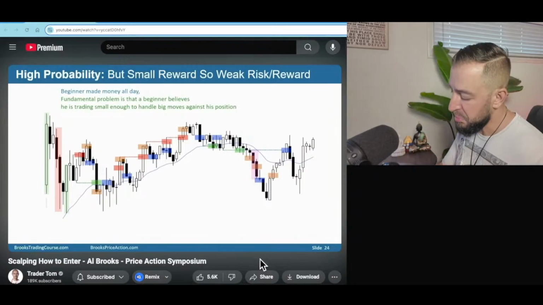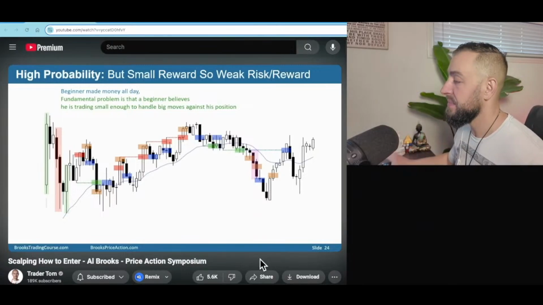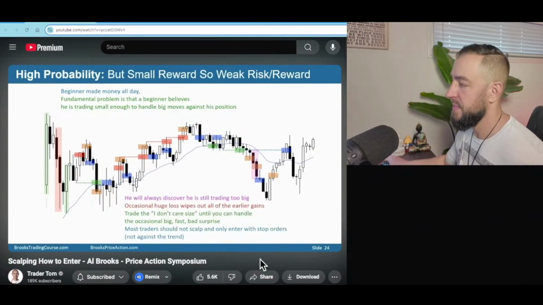The fundamental problem with a beginner is he thinks he's trading small enough to handle a big move against his position. You'll sometimes get a move that makes it clear that he's still trading too big, and that occasional big loss wipes out all of his earlier gains. You have to trade the I don't care size until you can handle the occasional big bad surprise. By the I don't care size, it's a size that's so small that you don't care if the market goes against you. You can just keep adding on appropriately without worrying about losing too much money.